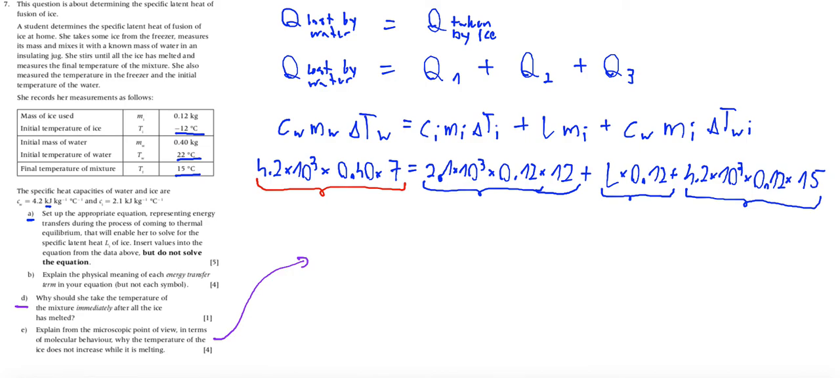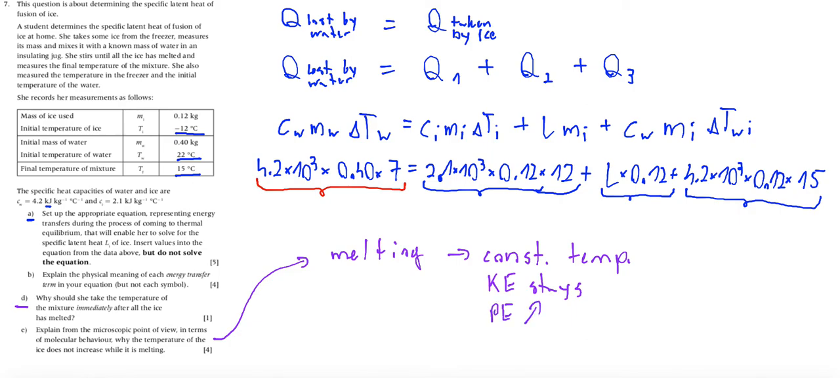But during melting, we have constant temperature. So this is important. During melting, there is a constant temperature. So if there is a constant temperature, then the kinetic energy of the molecules stays the same, doesn't change. So when energy is delivered to melt the ice, then this energy is converted to potential energy of molecules, which increases. Basically, bonds are broken and ice starts to be water. Because we have different potential energy.